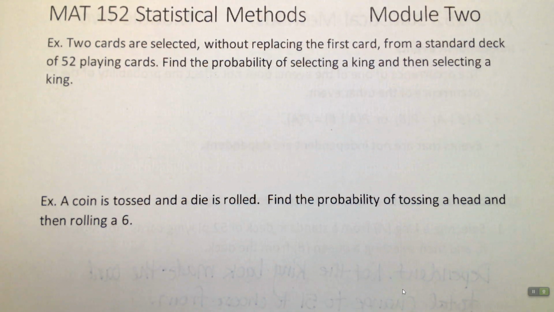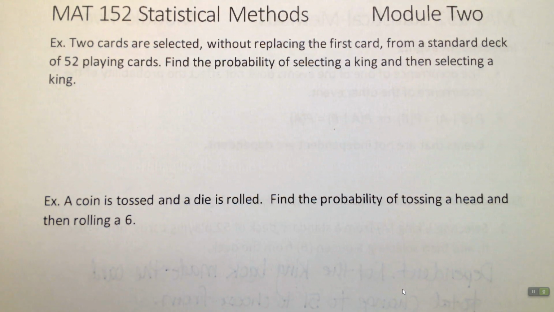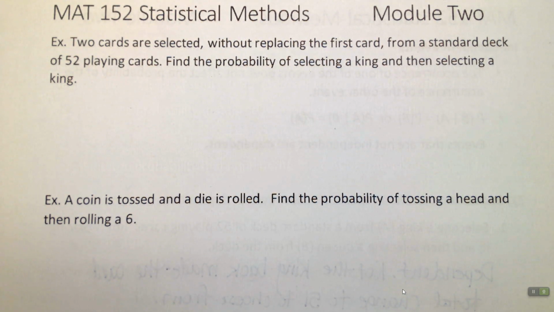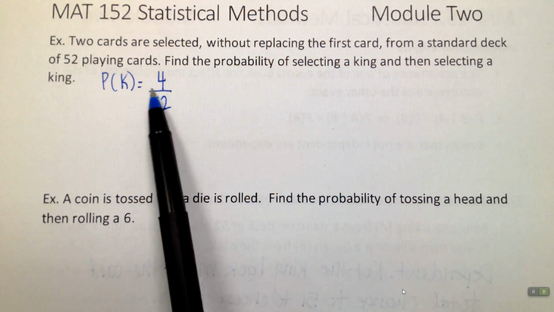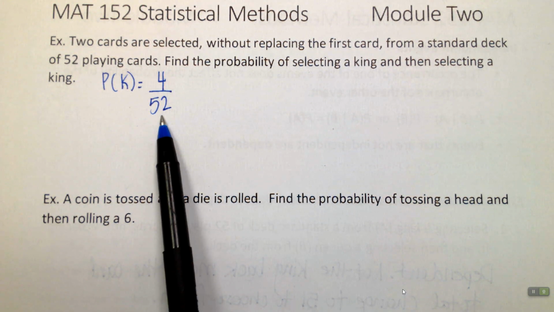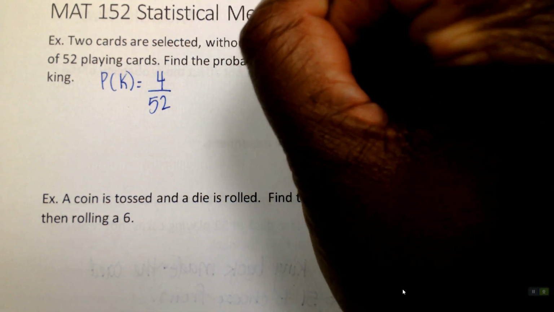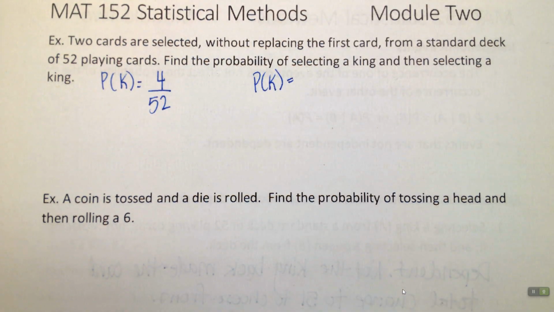Two cards are selected. Without replacing the first card from a standard deck of 52 cards, find the probability of selecting a king and then selecting a king. So I'm picking the same card again. I'm not putting that first one back. The first one, remember, we look at it before we pick. I have 4 kings out of the 52 cards. But then I'm going back to get another king. I have to think about how many kings I have left now that I'm not putting that other one back.